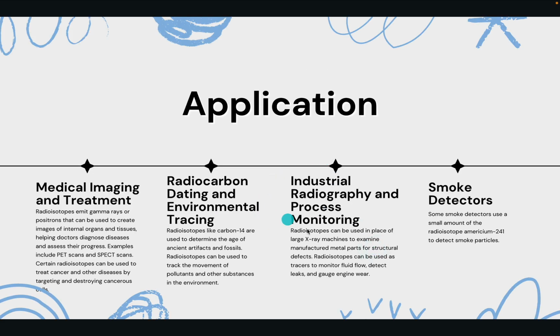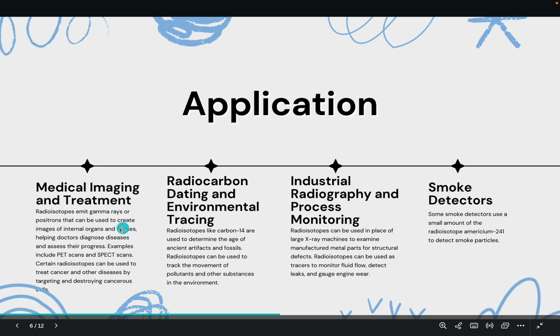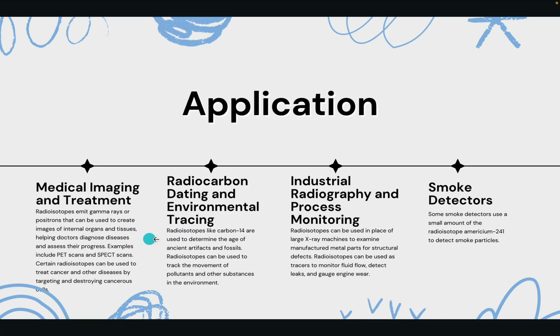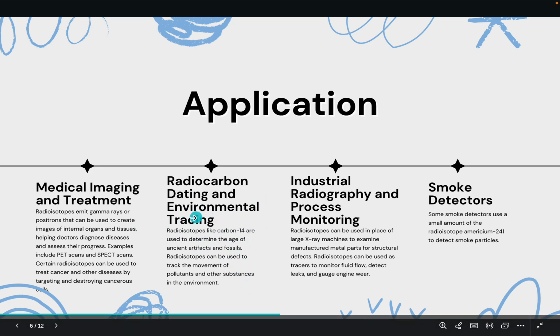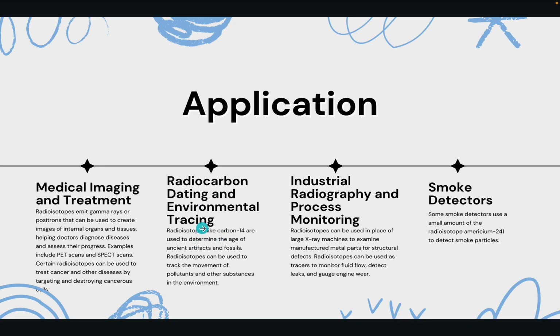So let's talk about some of the applications of radioactive decay. Actually, it plays a crucial role in nuclear medicine. In medical imaging, isotopes like technetium-99 are injected into the body. As they decay, they emit gamma rays that can be detected by special cameras to create detailed images of organs and tissues. In cancer treatment, radioactive sources like cobalt-60 or iodine-131 are used to kill cancer cells through targeted radiation.